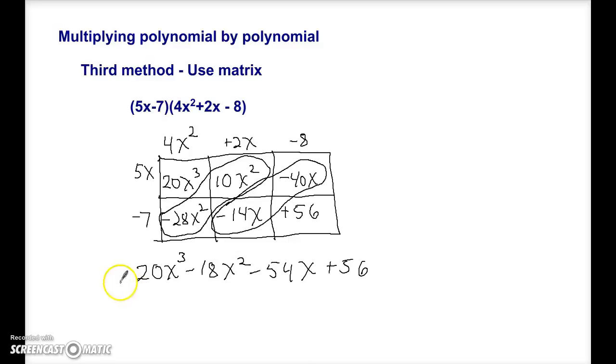So here we go, and this is the exact same answer we got before when we did the problem using the horizontal method or the vertical method. Let's have you try your problem again, but this time using the matrix method. Here it is.